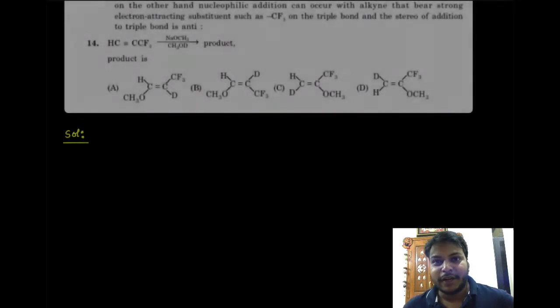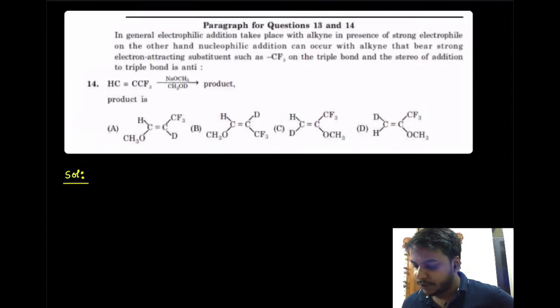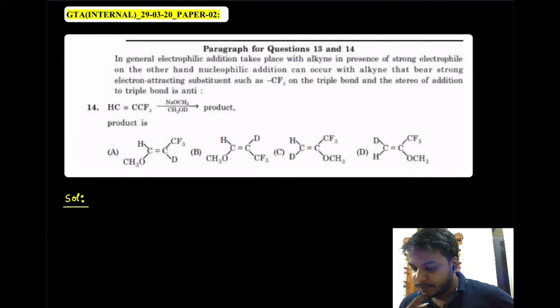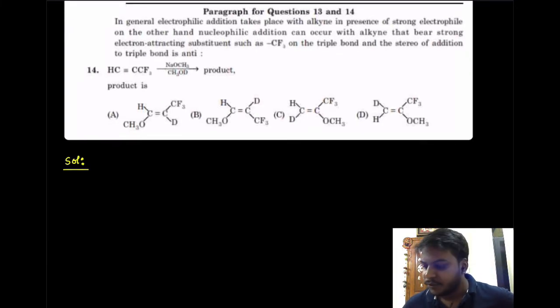Hi students, let me continue with the organic questions which we were discussing, and this is part 2 of it. Let's see what is the question given here. This question is from the GTA paper, where there was a paragraph question, out of which most of you made a mistake on question number 14. So let me go through that.